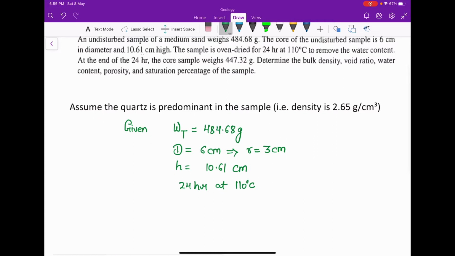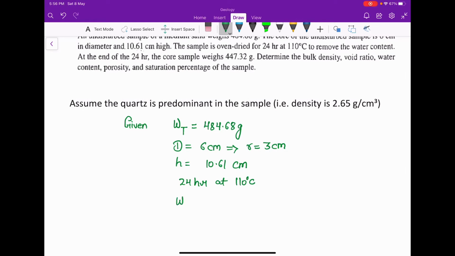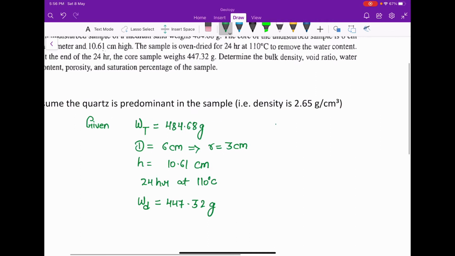At the end of the 24 hours, the core sample dried weight, represented by WT, is equal to 447.32 g. Next, we have to find the value of bulk density.